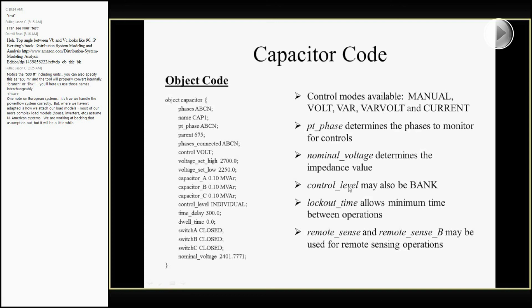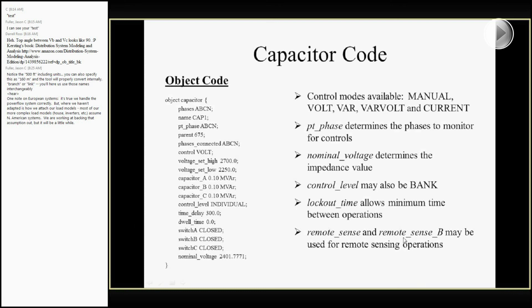Control level is just another variation on how you operate the capacitor, whether or not each one of these individual phases can switch by themselves, or if it's an all or nothing type deal. And then the lockout time is very similar to the time delay on the regulator. Basically, it'll prevent your capacitor from switching too many times.